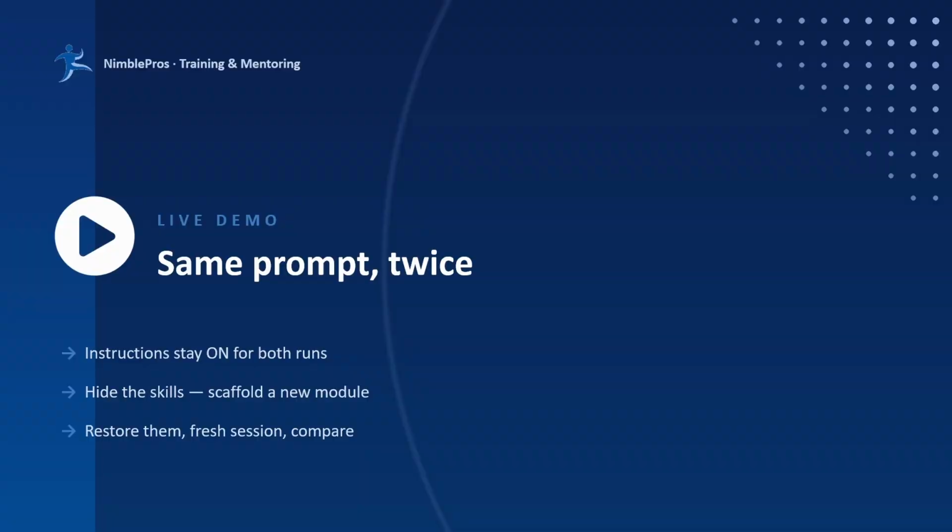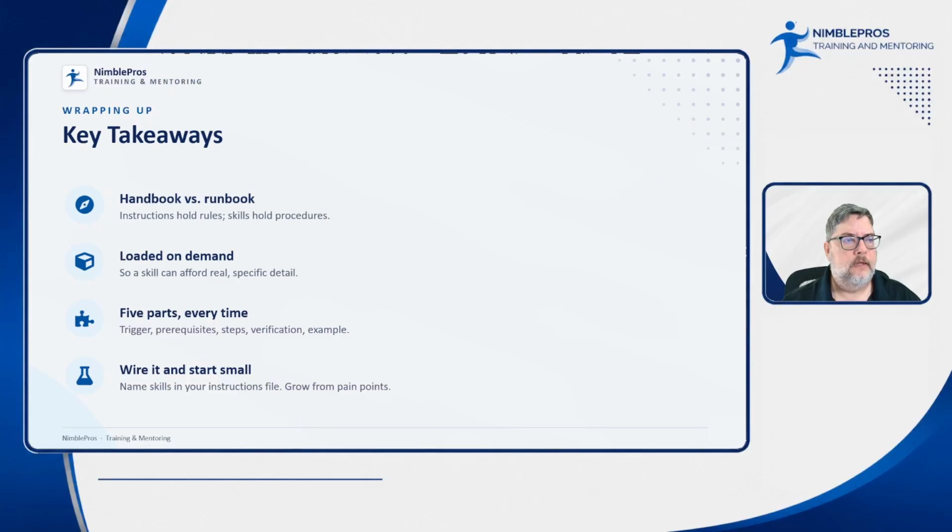So let's jump back over here to our last couple of slides to talk through our takeaways. Think of it as a handbook versus a runbook. Your instructions files are your handbook. They have the rules. They provide the general high-level instructions, the 10,000-foot view, as opposed to the runbook, which is where your skills would lie. They're on an as-needed basis, and they hold the specific details of how to implement these various procedures.